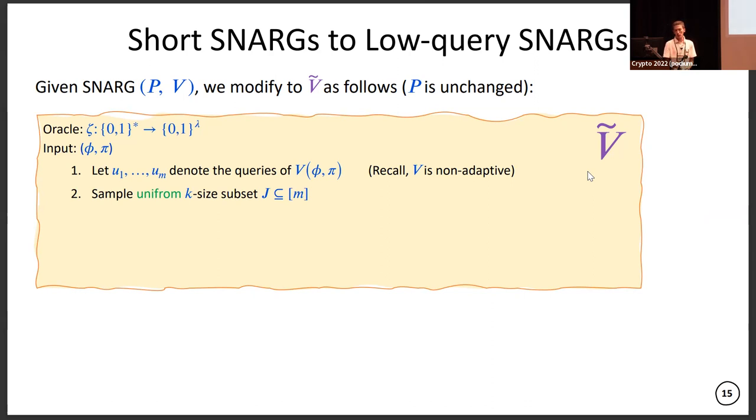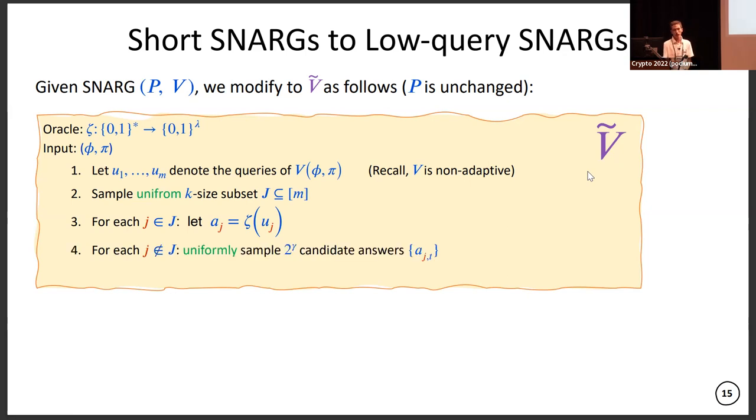We actually have two different kinds of queries: those that are in the set and those that are not. Queries that are in this set, we're going to query as usual to the random oracle. For queries that are not in this set, we're going to uniformly choose 2 to the power of gamma, a parameter, candidate answers, which are independent random bit strings.